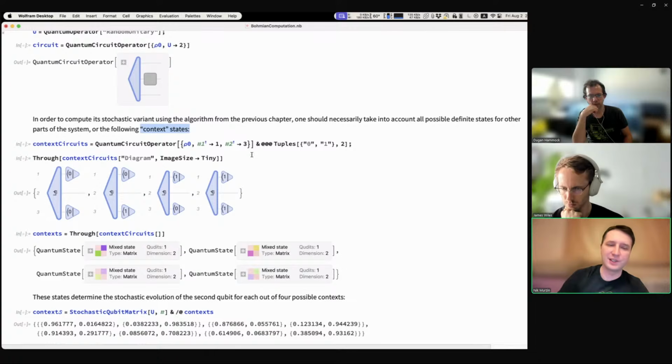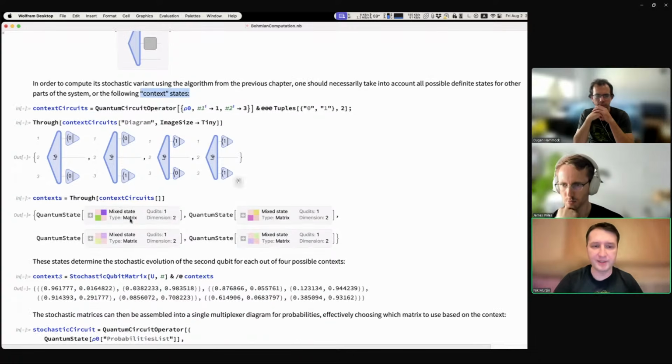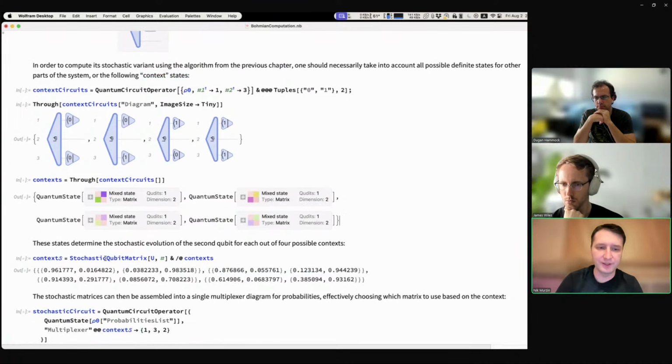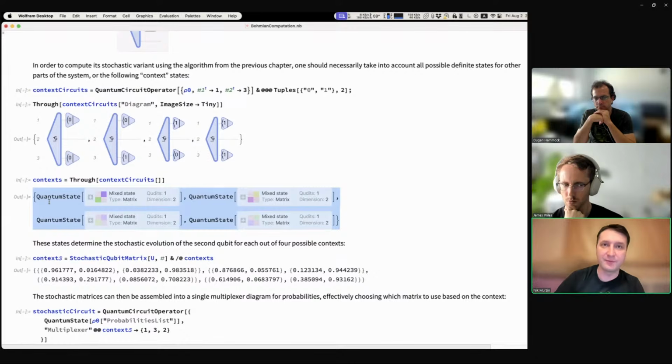So it essentially determines 4 different contexts where the dynamics can happen, which determines this local context for the second qubit, which is just some arbitrary mixed state in this case, right? And then you can just use the same function that I defined previously for these different states in those 4 different contexts and determine different stochastic matrices for all those contexts.